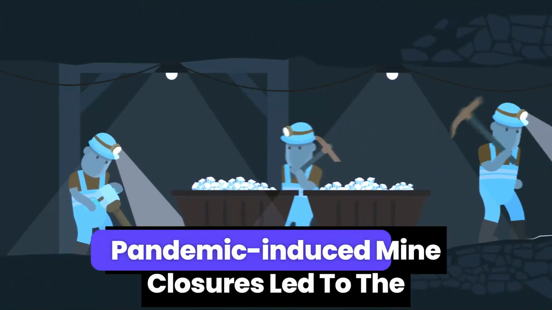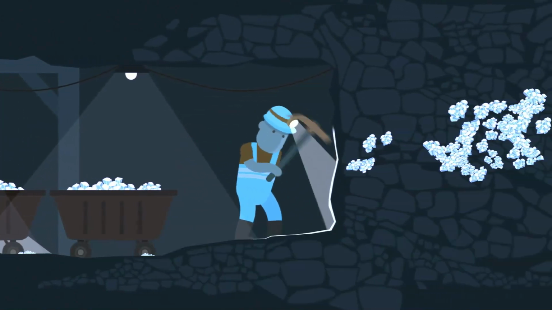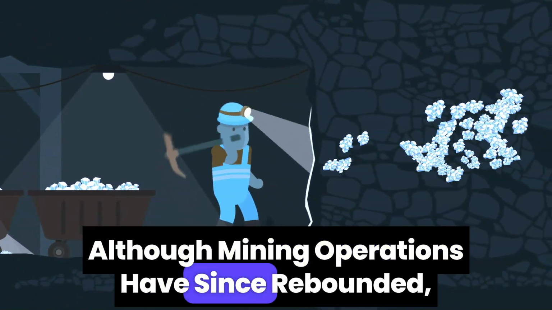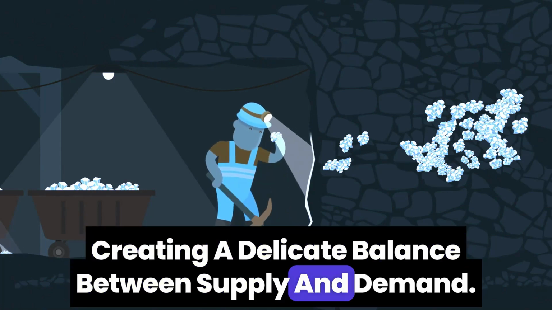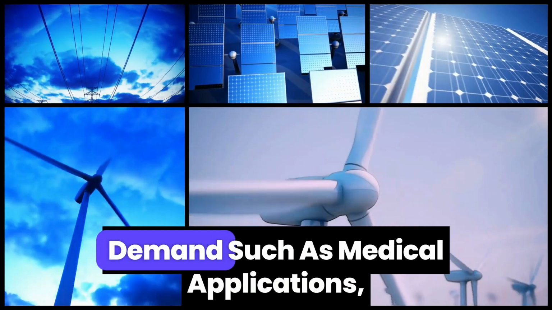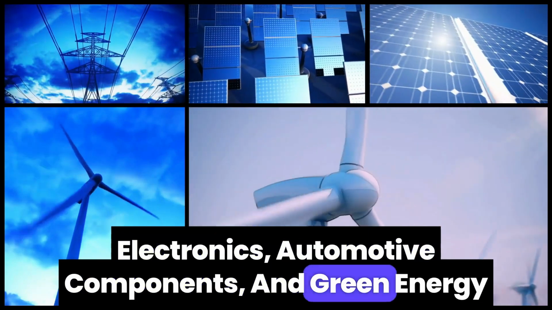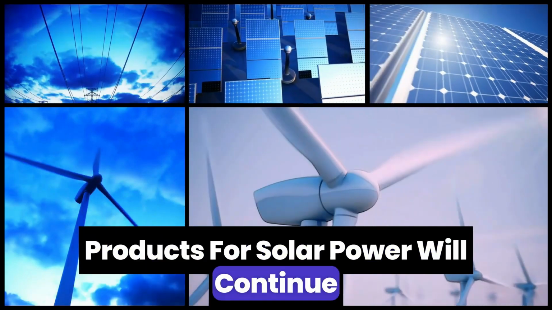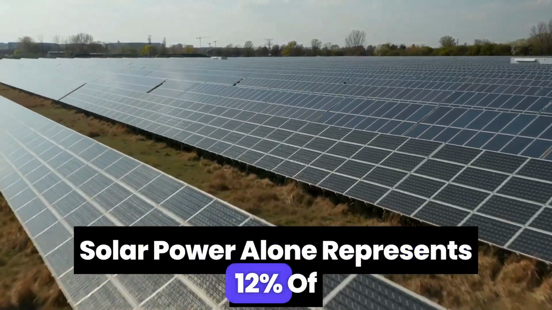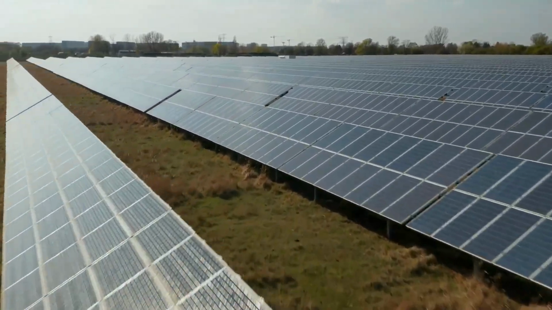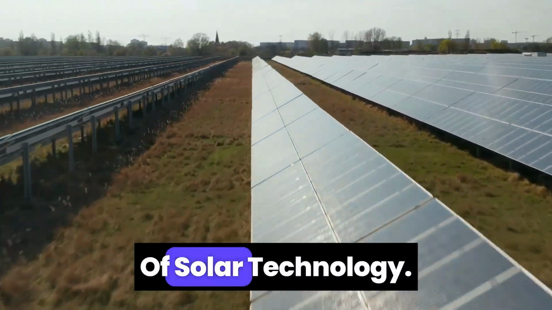Concurrently, pandemic-induced mine closures led to the first silver supply deficit since 2015. Although mining operations have since rebounded, the deficit persists, creating a delicate balance between supply and demand. Evergreen industrial demand such as medical applications, electronics, automotive components, and green energy products for solar power will continue to drive demand for silver. Solar power alone represents 12% of the total demand for silver, which is quite significant given the expanding demand and popularity of solar technology.